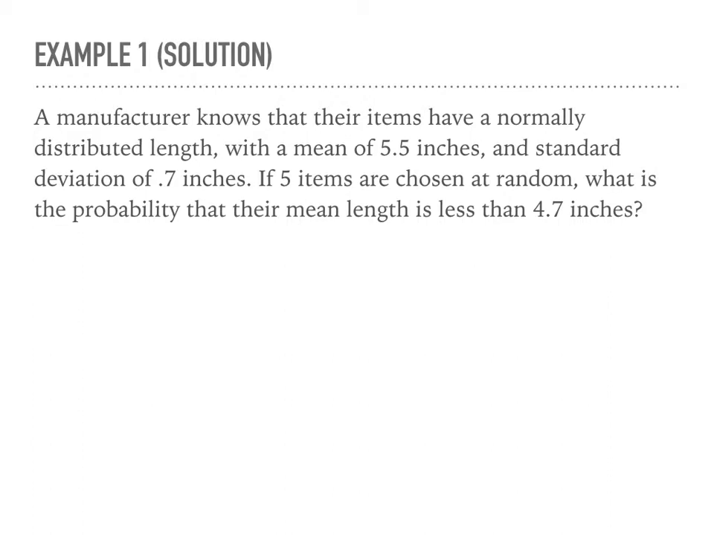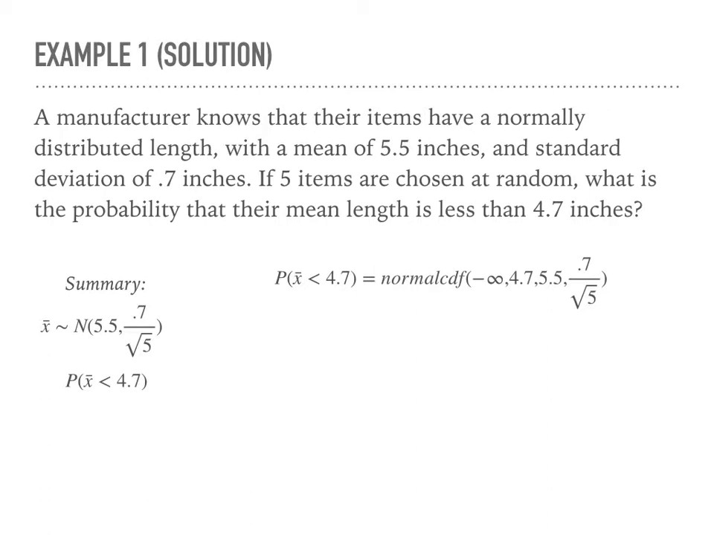So example 1, you're being asked a similar question to our previous example, and we have a manufacturer knows that their items have a normally distributed length with a mean of 5.5 inches and a standard deviation of 0.7 inches. If 5 items are chosen at random, what is the probability that their mean length is less than 4.7 inches? Again, we know that our sample means are approximately normally distributed, and we're looking for the probability that our sample mean is less than 4.7. So we're using normal CDF. Since we have less than, our lower bound is negative infinity.